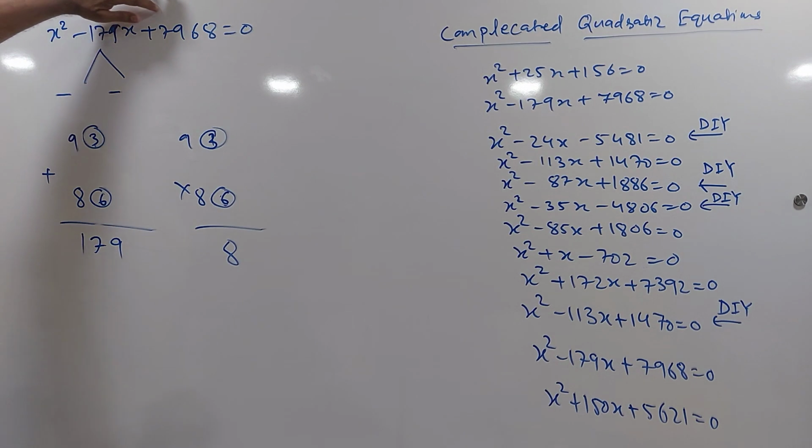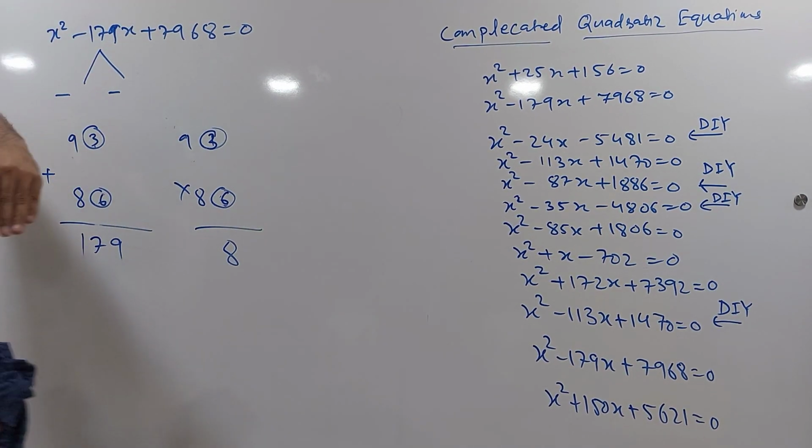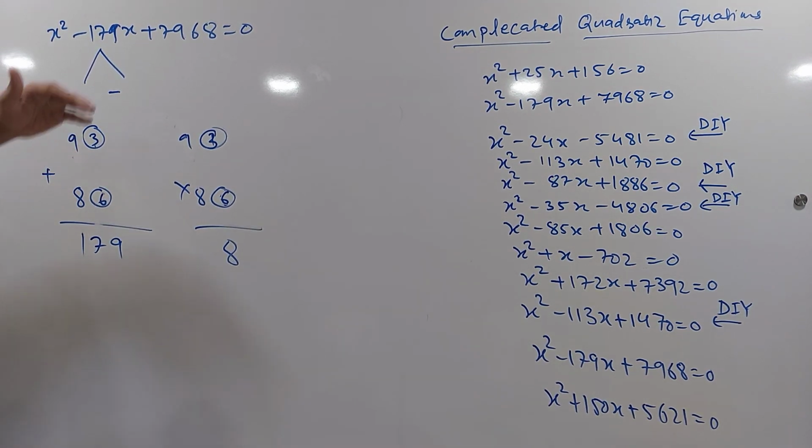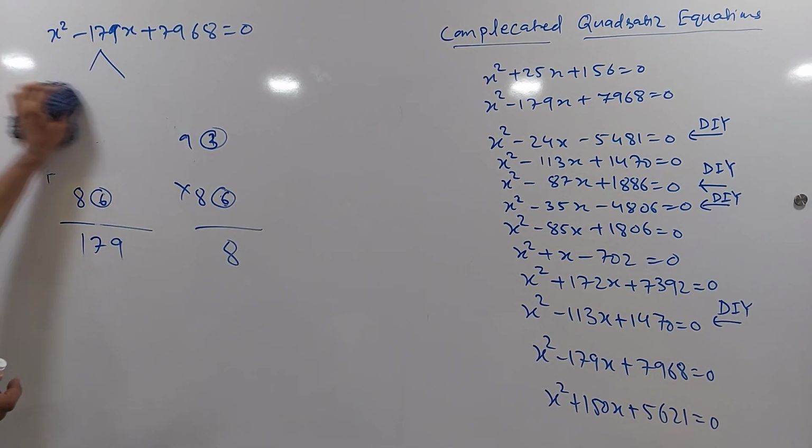Fine. So 7968 means it is confirmed that the number should be less than 90. And what could be the sum? It is 179. So what could be other combination?